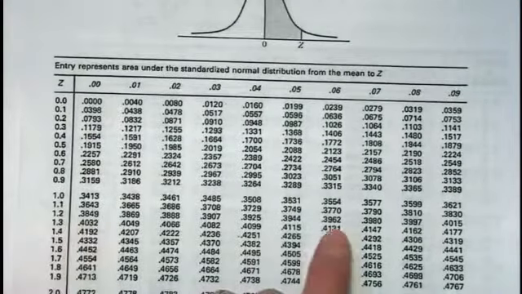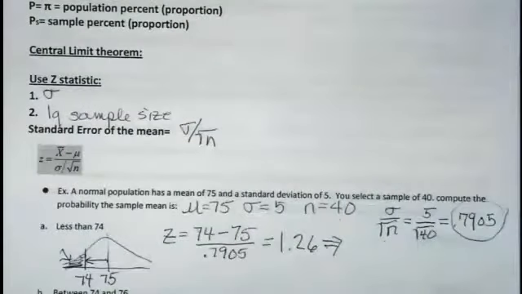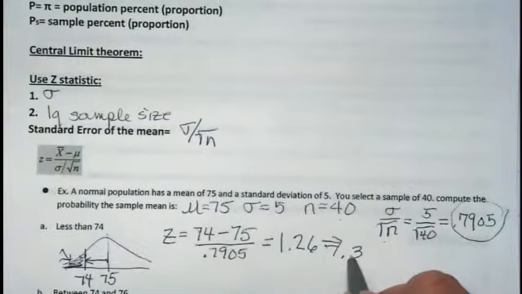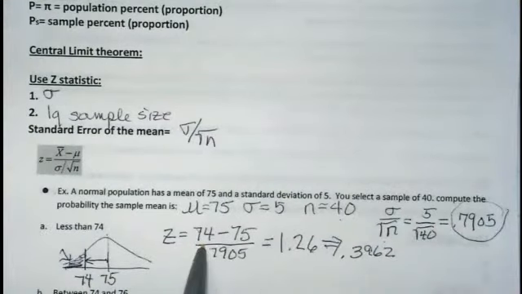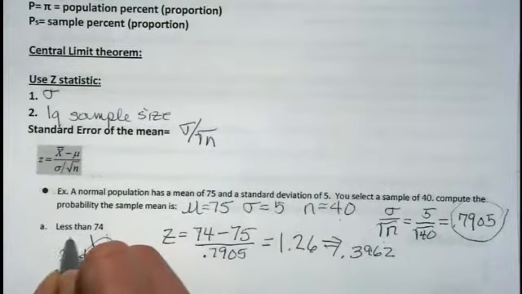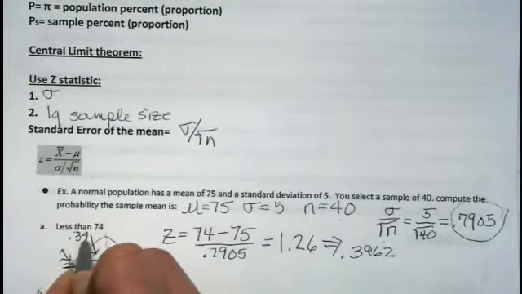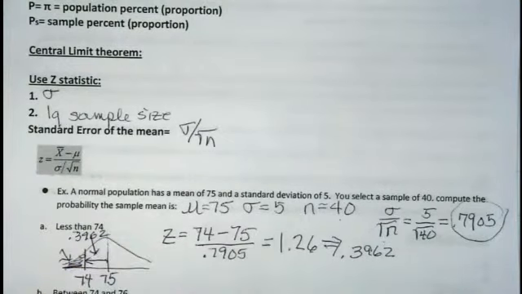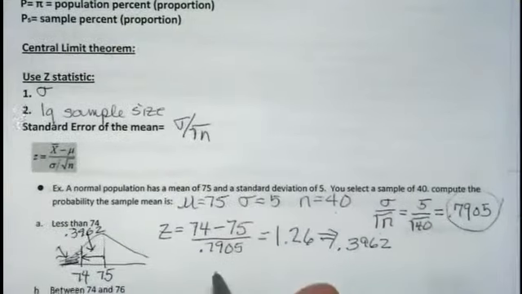1.26. 1.26 is a probability of 0.3962. That is between 74 and 75, this area right here, 0.3962. That doesn't answer our question.